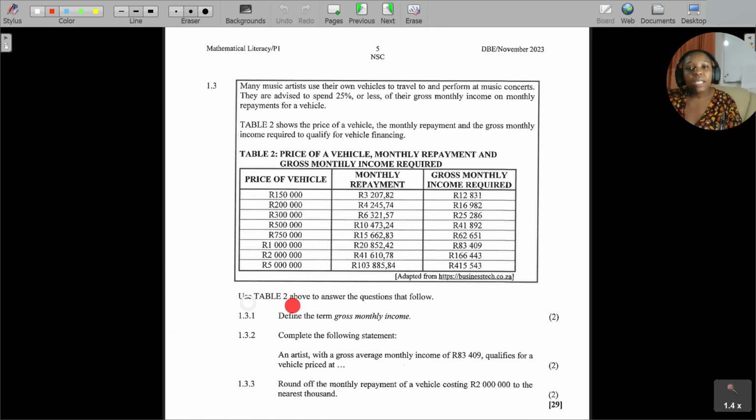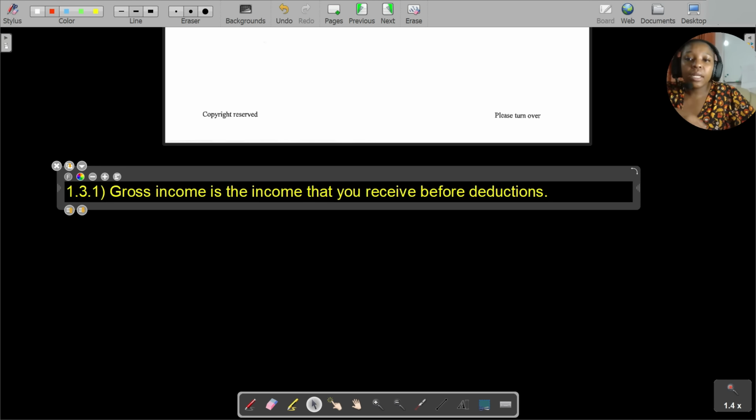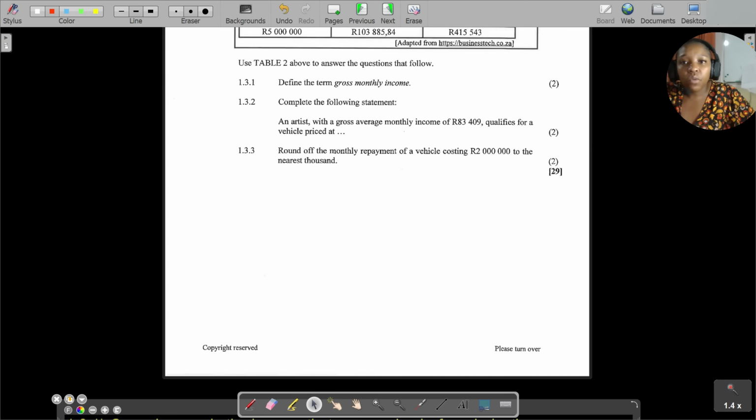It says use table 2 above to answer the questions that follow. Define the term gross monthly income. Gross monthly income is the income that you get before any deductions are made. Okay, so gross income is income that you receive before deductions.